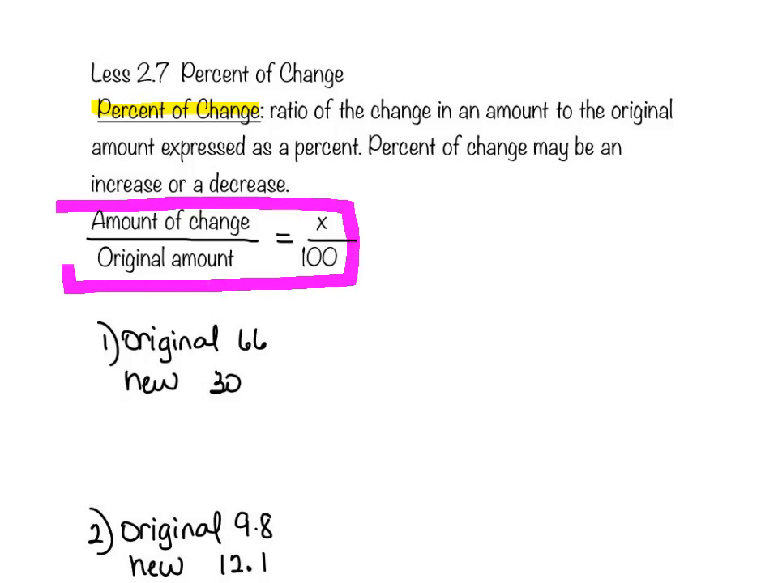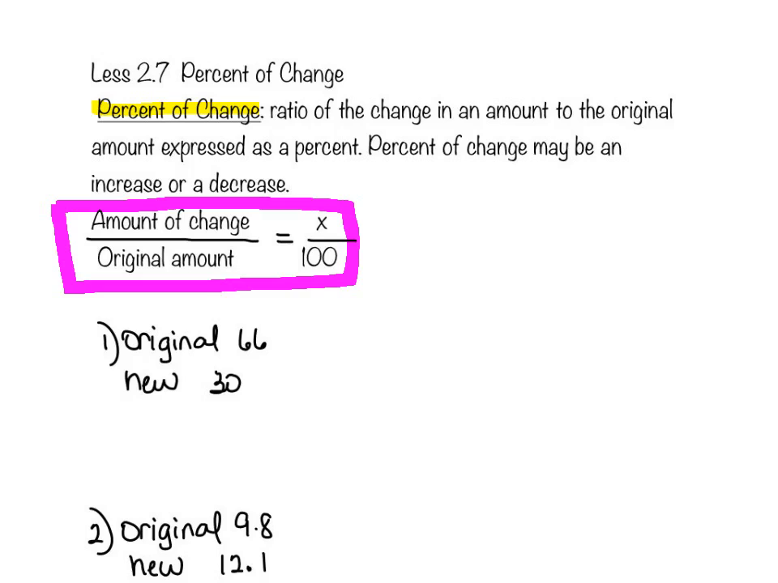Amount of change is to original amount as X is to 100, and X is going to be your percent of change. We're going to be solving for a percent of change. Let's look at number 1. Write it down, please. The original amount is 66. The new amount is 30. And what I want to do is calculate the percent of change.